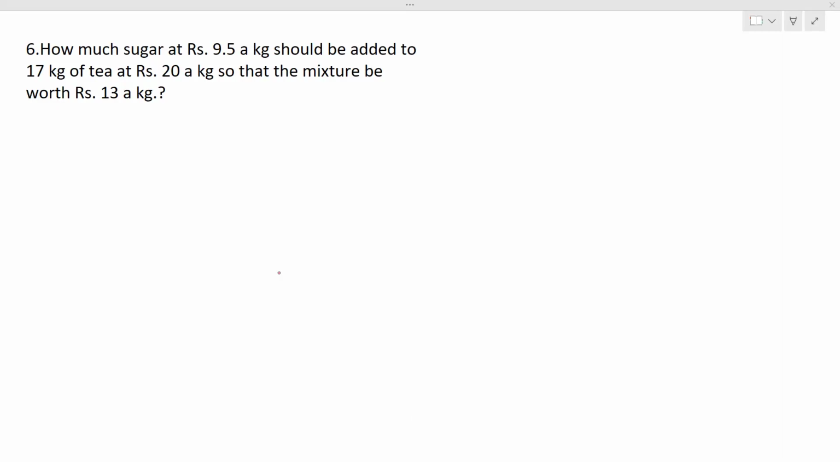Beautiful. Let's try. How much sugar at rupees 9.5 a kg should be added to 17 kg of tea? I'll keep sugar here. What is the price of the sugar? Rupees 9.5 a kg.